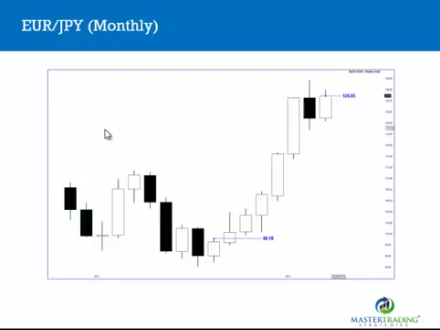This is the Euro-Yen monthly, and at the bottom you can see this white bar here, and that body is inside the previous black bar, and so we call that the harami. Because it's white, we're expecting a bullish move, so we would place a buy stop order 10 points above the high, and as you can see the market took out the high. Our stop would have been below the recent low, and then for 1, 2, 3, 4, 5, 6 bars the market moved higher before creating this black bar.